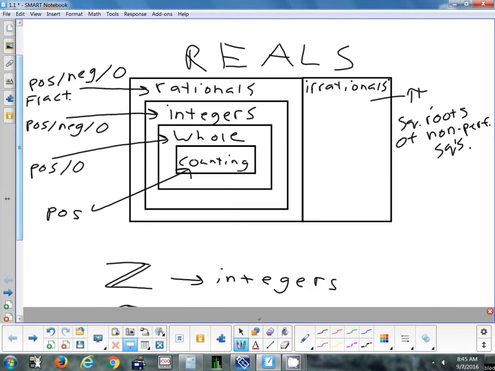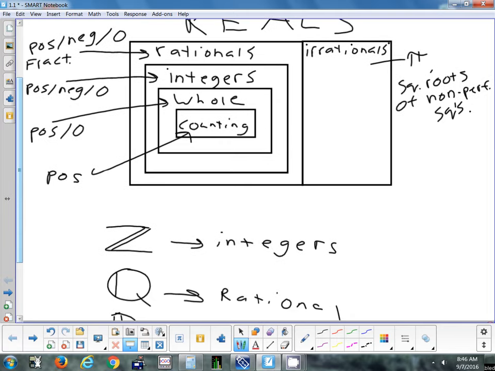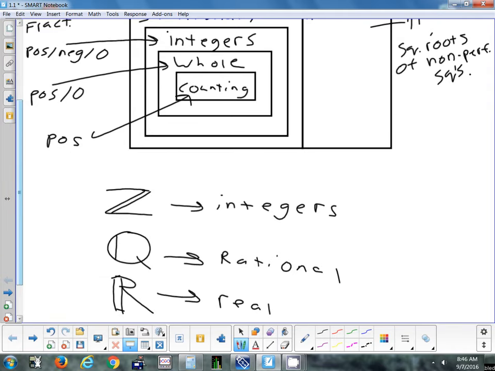Okay, some symbols that we use to abbreviate different sets of numbers. Okay, in the book, if you see this symbol, it looks kind of like a Z, stands for integers. Q, they use that symbol to stand for rational numbers. And R stands for reals. Okay, that is how they draw them.